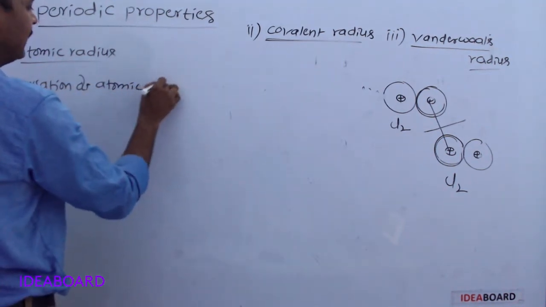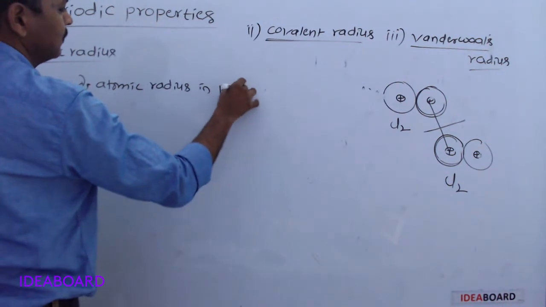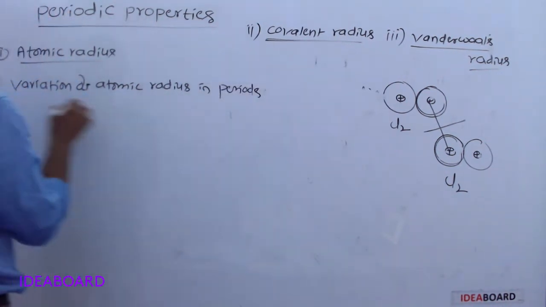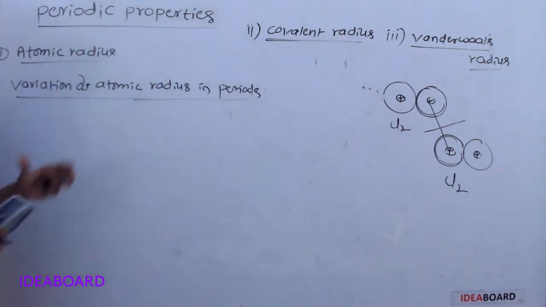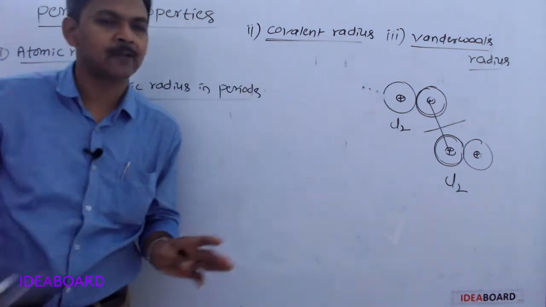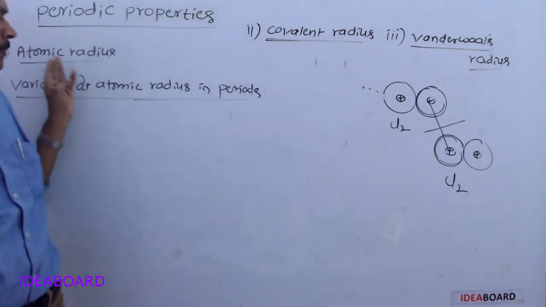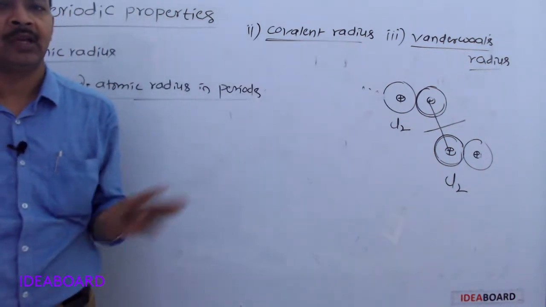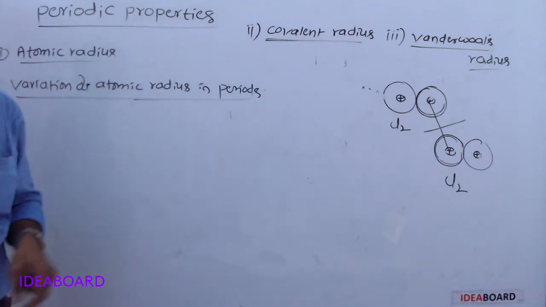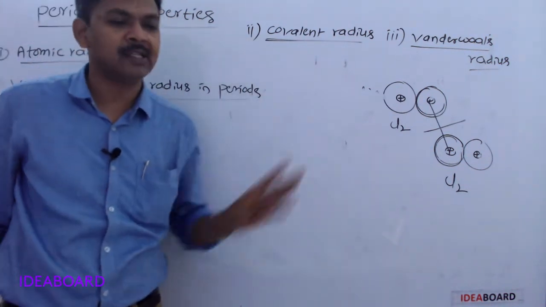Variation of atomic radius in periods. In periods, from left to right, as the atomic number increases, atomic radius decreases.